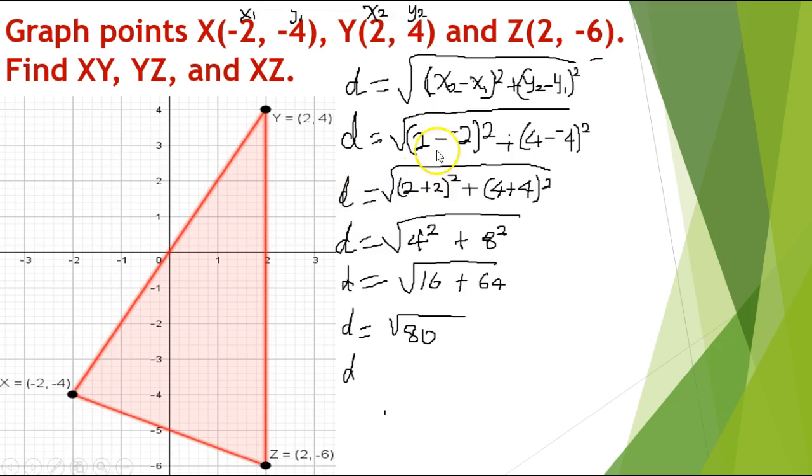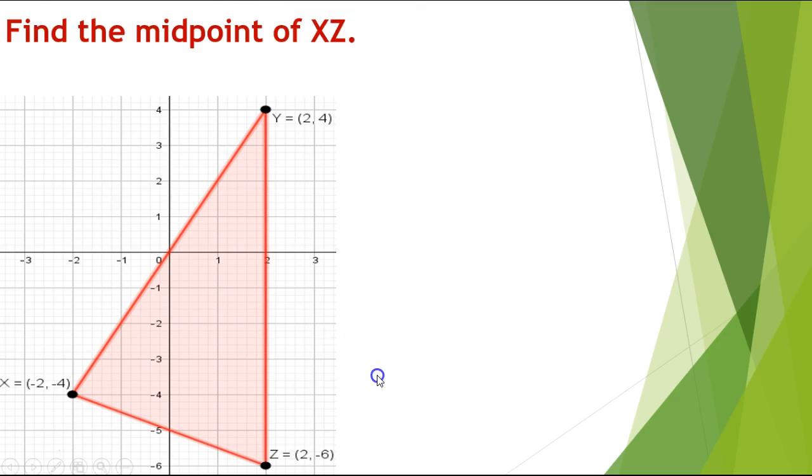So d equals 2 minus negative 2 becomes positive 2 plus 2, and then 4 minus negative 4 becomes 4 plus 4. So you add 2 plus 2, you get 4 squared, and then 4 plus 4, you get 8 squared. So now you have d is equal to 4 squared is 16, 8 squared is 64. You add them, you get 80. Now you take the square root of both sides.